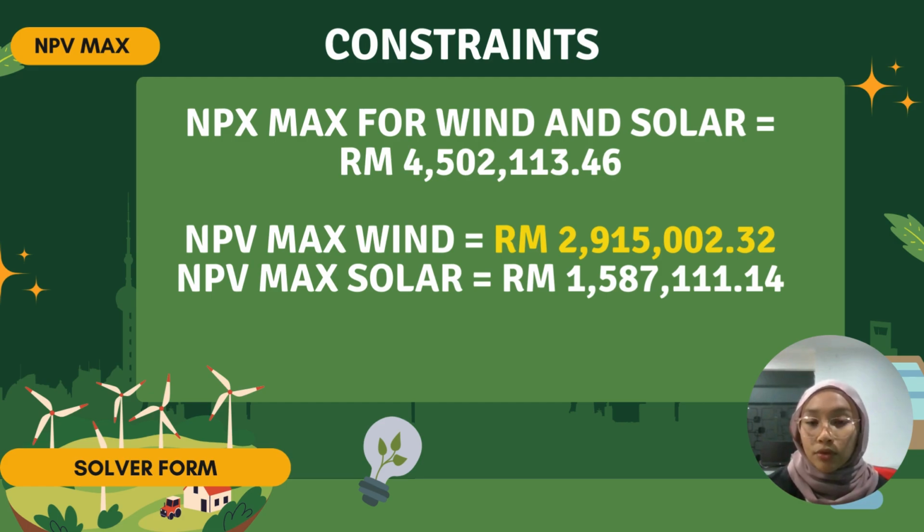So the outcome from our solver is the NPV maximum for both wind and solar farm, which is 4,500,113.46. So from there we get the NPV maximum for wind farm is 2,915,002.32. Then the NPV maximum for solar farm is 1,587,111.14. So from both of the NPV, we can see that wind farm has a higher NPV compared to the solar farm.